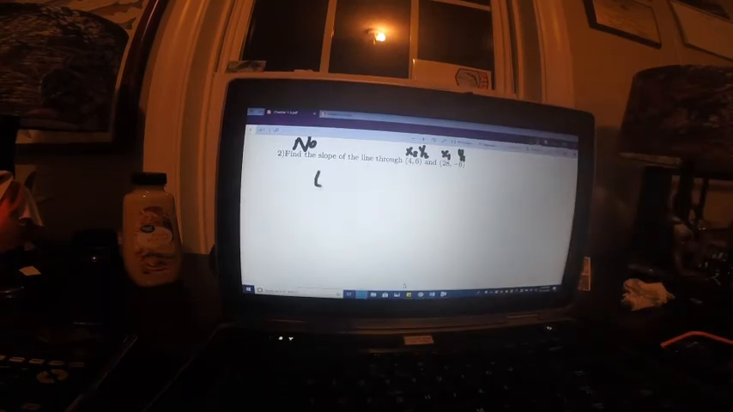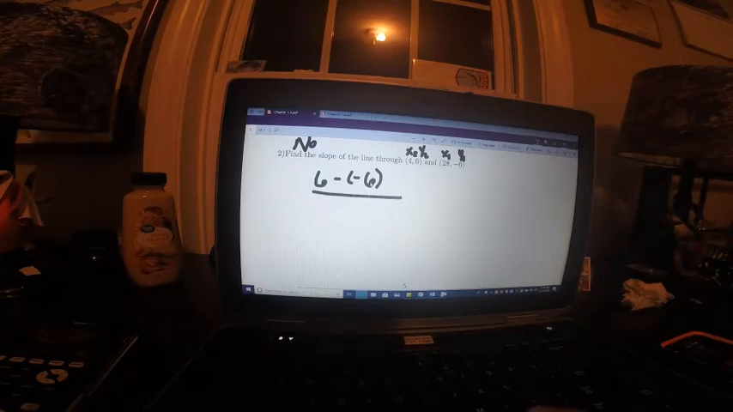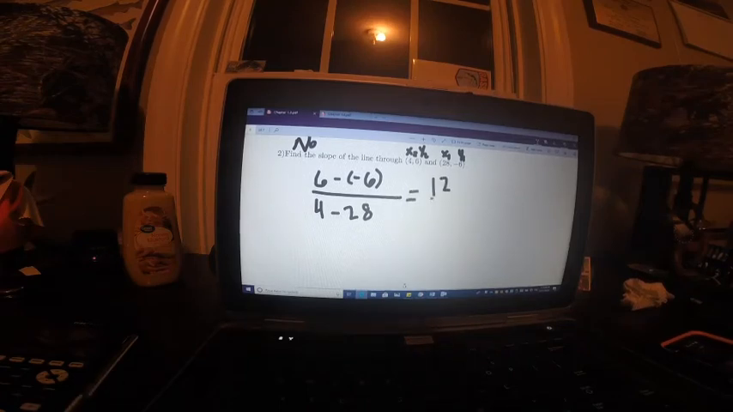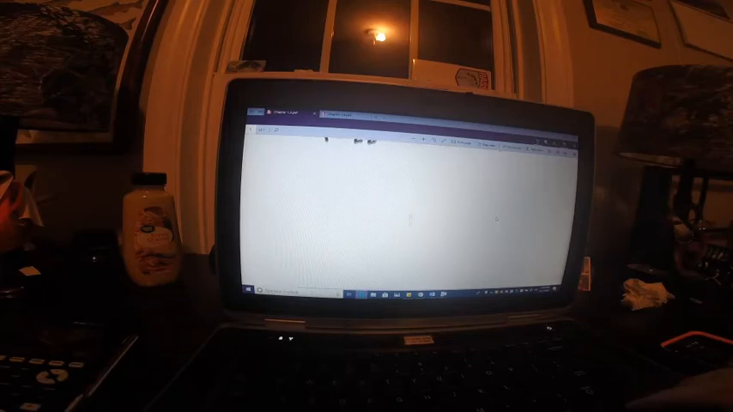So what I'm doing is 6 minus a negative 6 over, and then you got to keep it together, so over 4 minus 28. 6 minus a negative 6 is going to give you a 12. 4 minus a negative 28 is going to give you a negative 24. If I reduce that, I wind up with a negative 1/2. And that's your answer. So the slope of this line is negative 1/2. Easy enough for number 2.